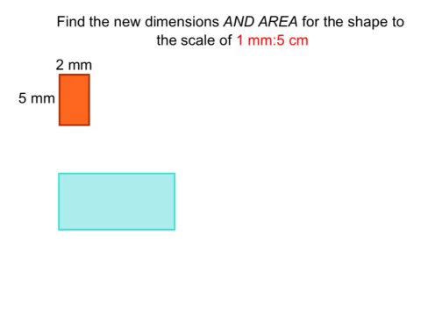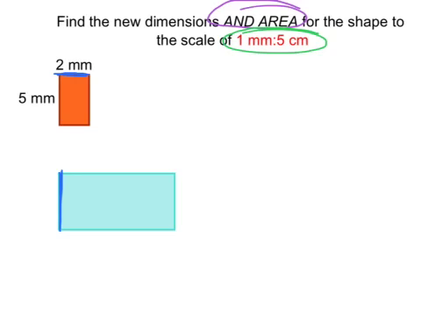The next problem says to find the new dimensions now and the area for the shape. And we have a scale of 1 millimeter is 5 centimeters. So remember, when we're finding the side lengths, it has to be to the corresponding ones. So here we have our short side. That is this side of our other rectangle. When I'm finding area of enlarged rectangles, I like to find the new dimensions and then find the area. It's a little more work, but it's a foolproof process, which is nice.